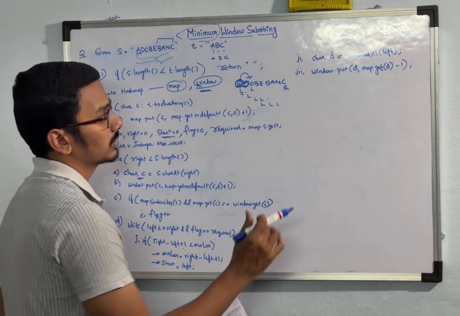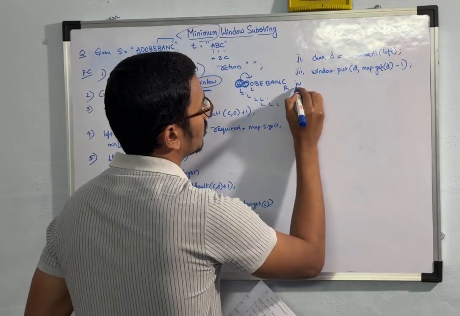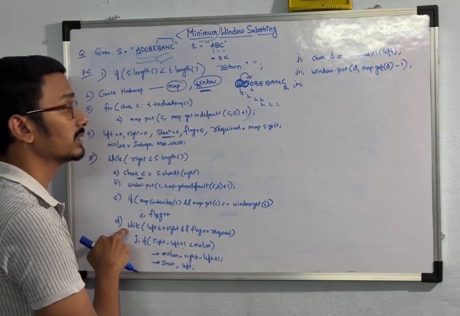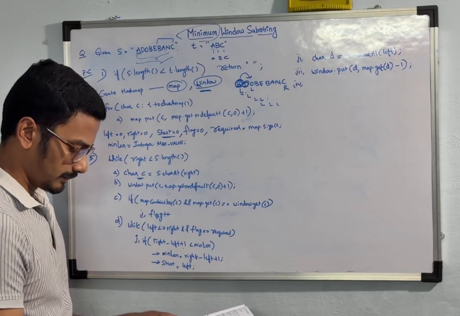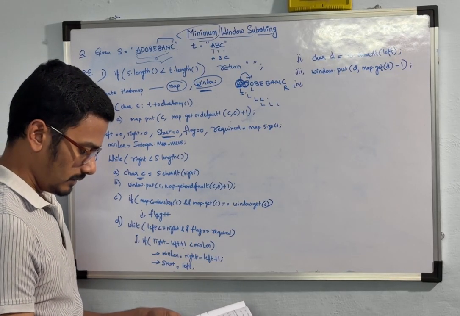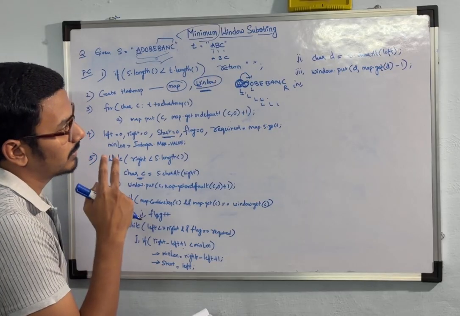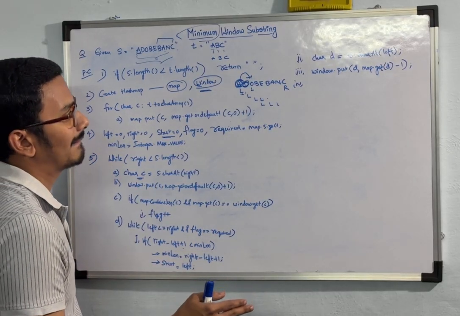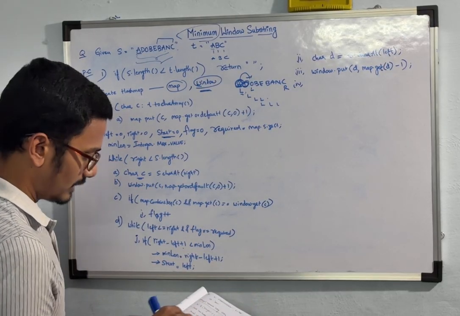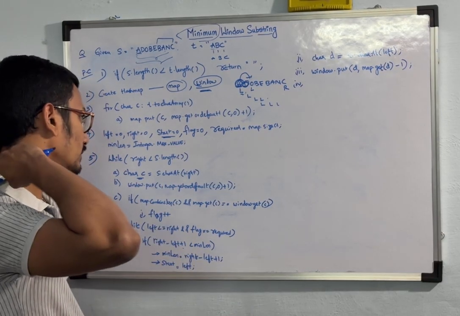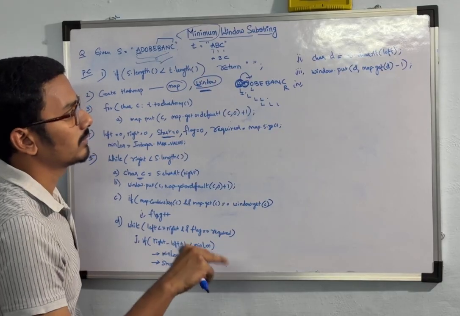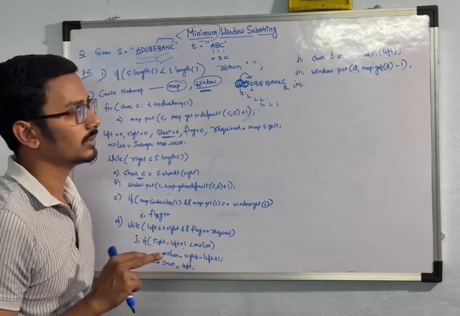So the next, fourth step will be inside the while loop, meaning we are still inside the while loop only. We have to do one more thing: if map contains d, after removing also, if map contains d and the d value inside window is equal to the d value inside map, then we have to do flag minus minus.